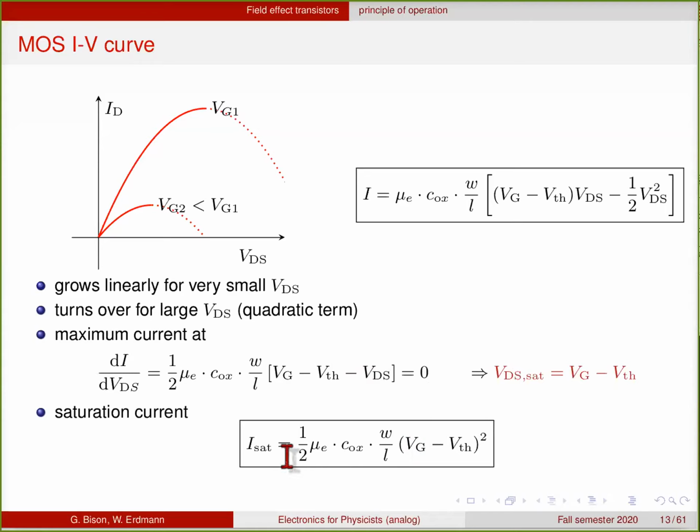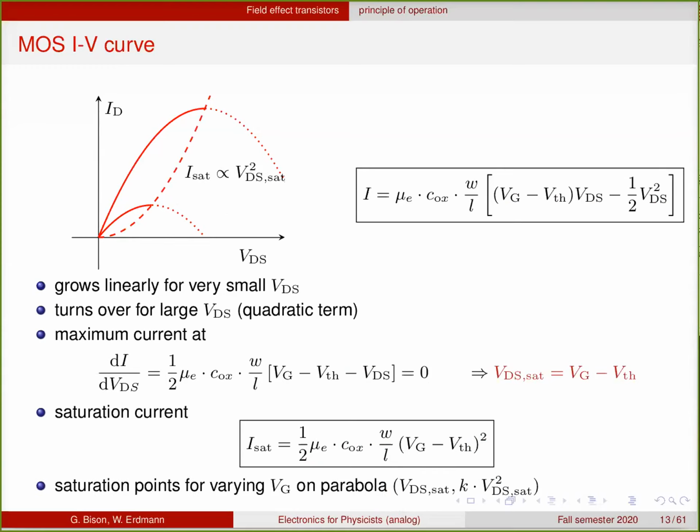And then you get simply 1/2 times the mobility times the oxide capacitance, and then again the ratio of W over L, and now times V gate minus V threshold squared, because here you plug in V gate minus V threshold. So you have the squared here, minus 1/2 the squared there. So you get 1/2 the squared here.